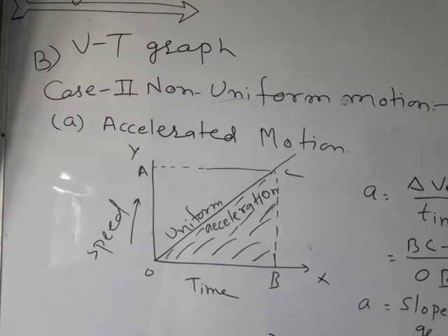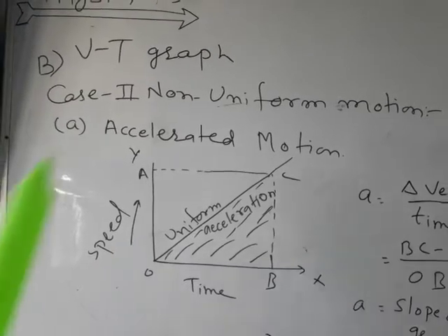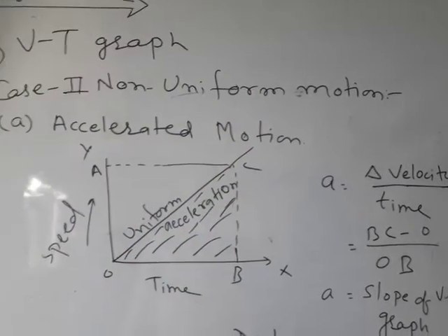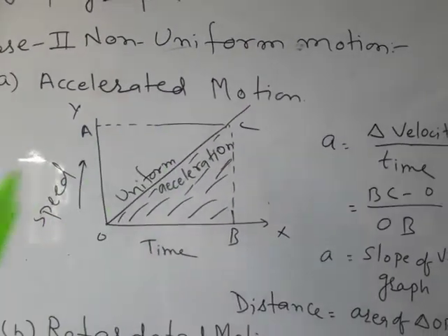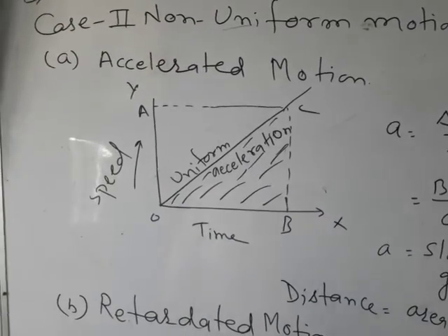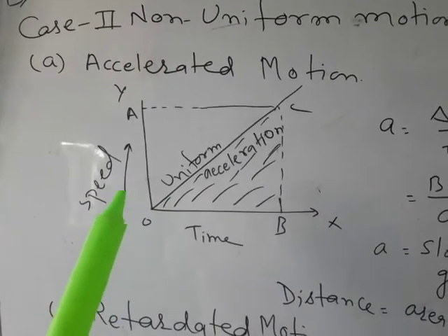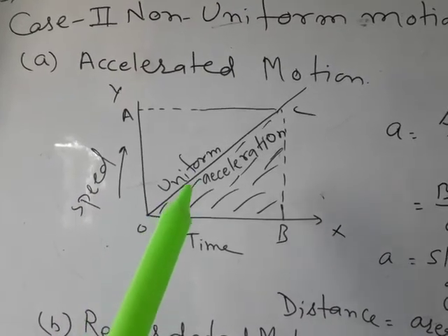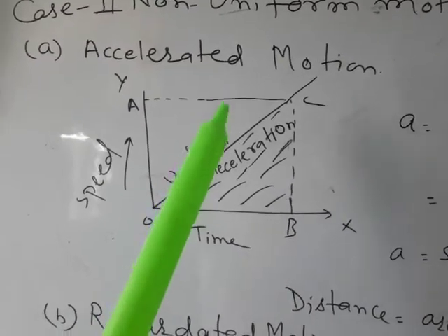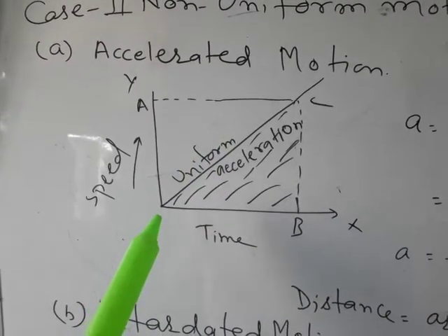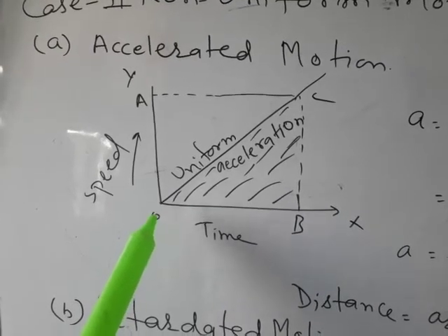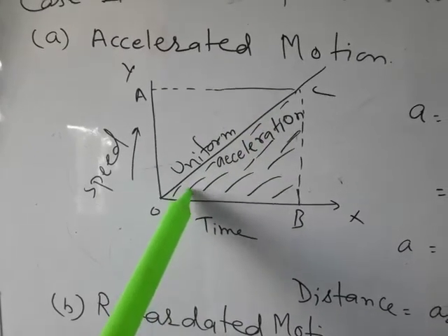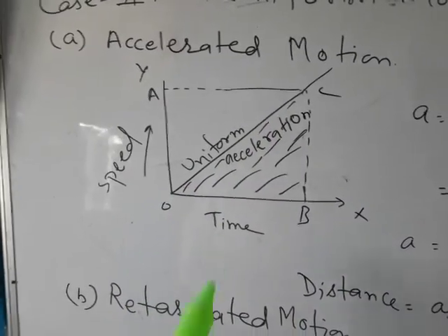Now we want to discuss the second case, the v-t graph in non-uniform motion. It means in accelerated motion. The v-t graph in accelerated motion will be a straight line originating from the origin and going upward obliquely, making some angle with the time axis.